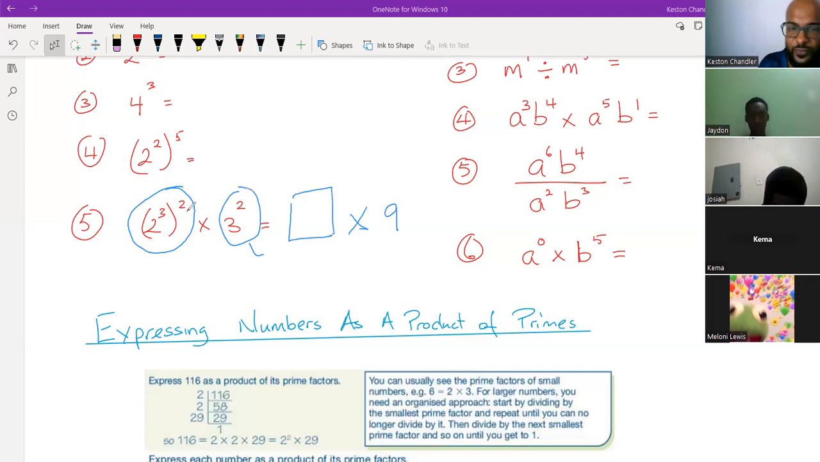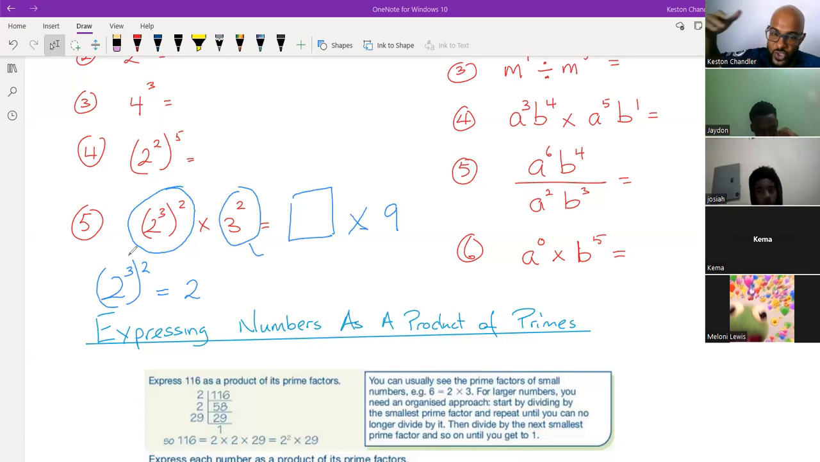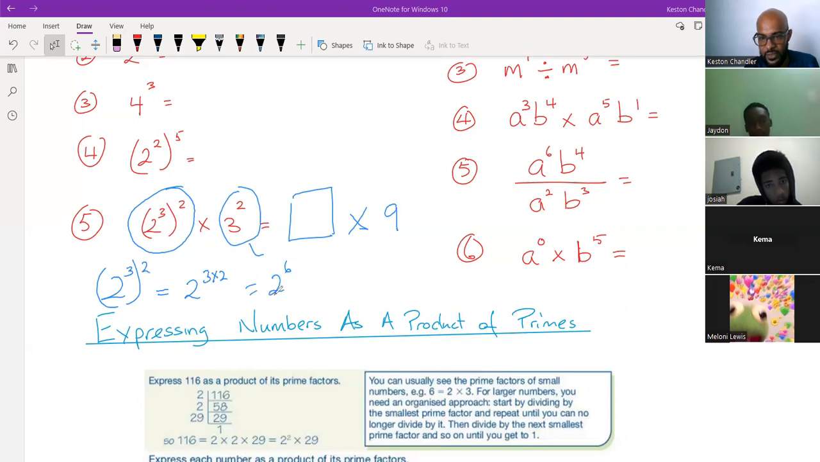This, from what we talked about before, is our power of our power. Let me just explain it like this so you'd see the connection. You're taking 2 cubed and raising it to the power of 2. You are squaring 2 cubed. It's like multiplying 2 cubed by itself twice. So instead of doing that, we could just multiply the powers, and that will give us 2 to the power of 6. And we work out 2 to the power of 6, which I believe is 64.